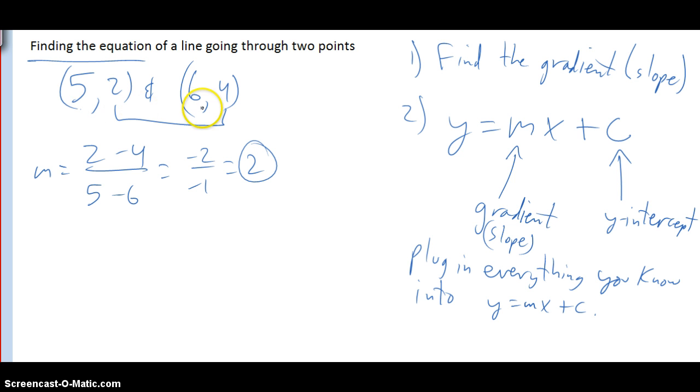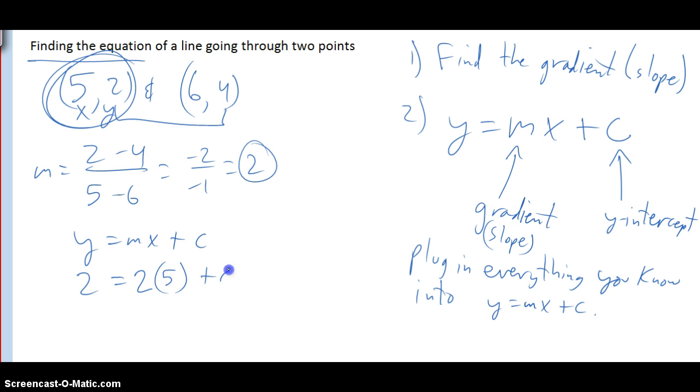Remember, we pick one of the 2 points. It doesn't matter which one we pick. This is x and this is y. I'm going to go ahead and pick this point. So I have y equals mx plus c. My y, remember, is 2. My m I figured out, that's also 2. My x is right here, that's 5. I don't know the c, so what we have to do is solve for c. Here I have 2 equals 10 plus c. So c is negative 10 in this case.